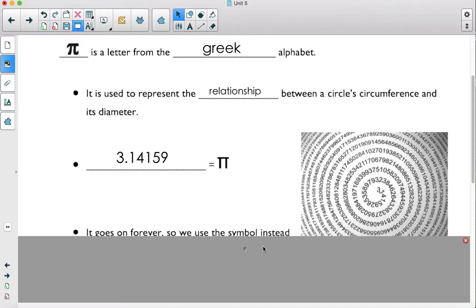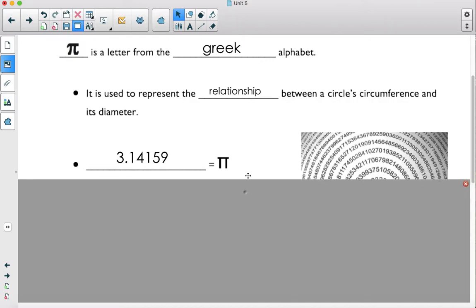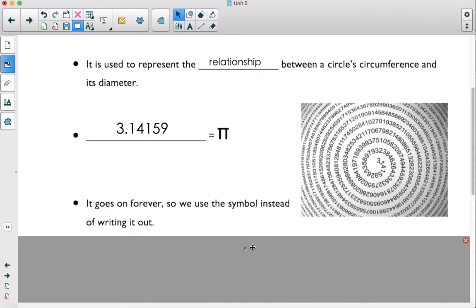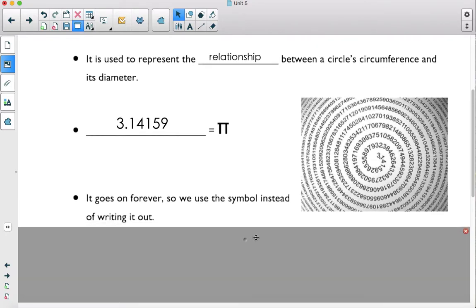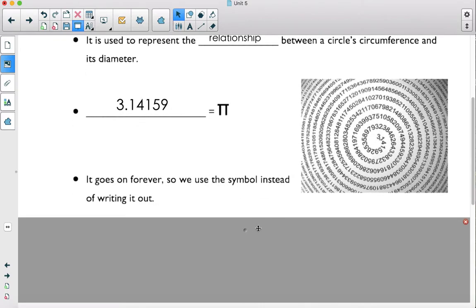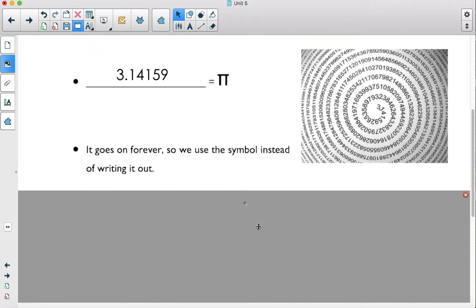So let's talk about pi. Hopefully you know this, that pi is a digit that repeats and it goes on forever. 3.14159, and you can continue going because there's an infinite amount of numbers in pi. So it goes on forever, so that's why we use the symbol instead of writing it out, because we do not want to be writing for the rest of our lives.